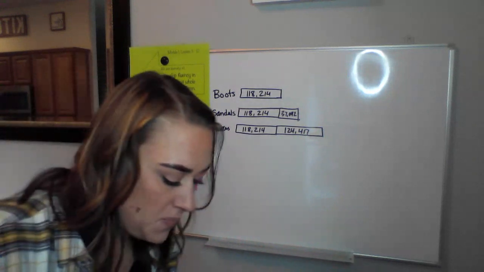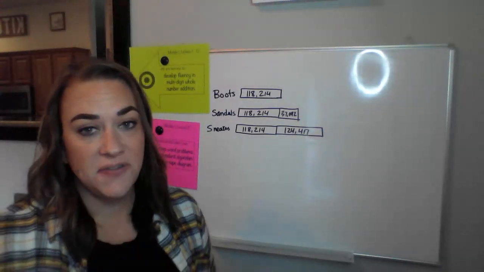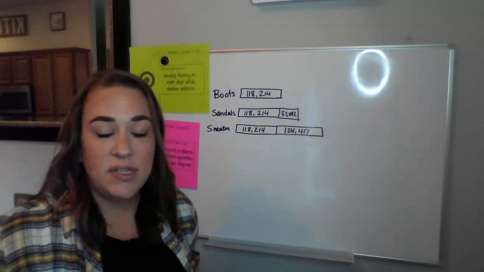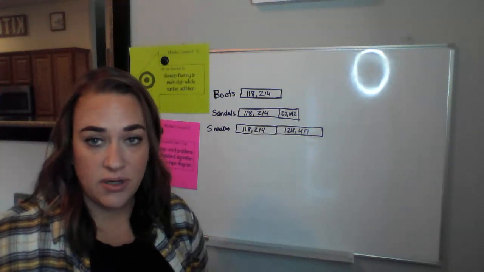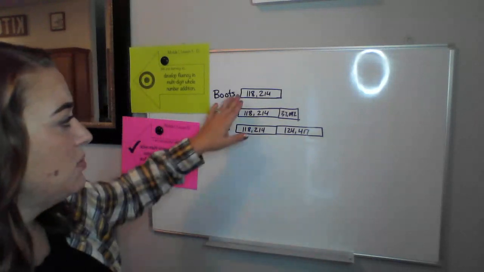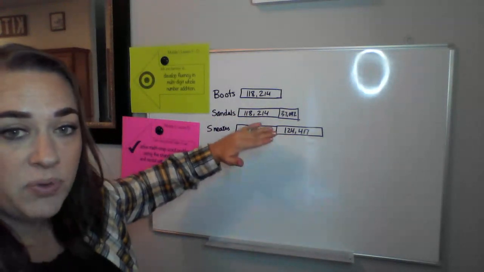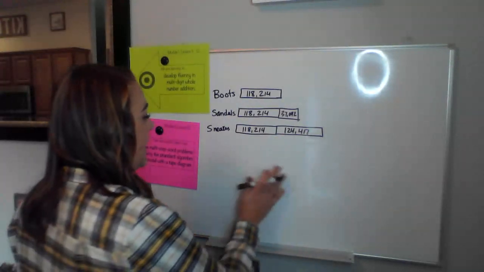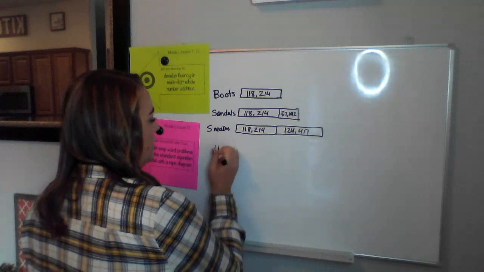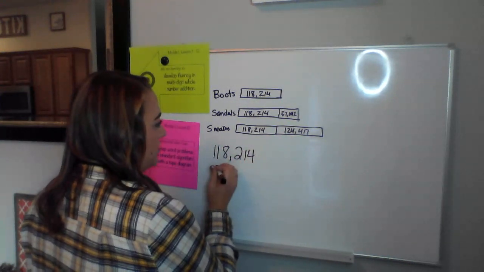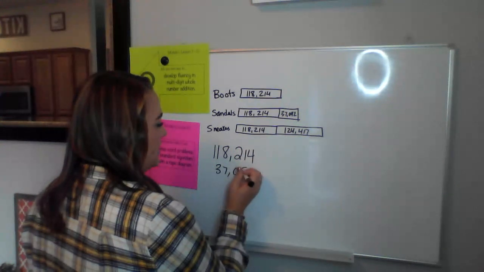Okay. So looking at this, there's a few different ways you can solve this. But because we're just focusing on addition, that's the math we're going to use to solve. Okay. We already know how many boots we sold, but we need to find out how many sandals. So that's going to be step 1. So we're going to have to add 118,214 plus 37,092.